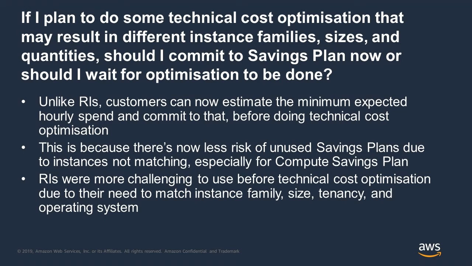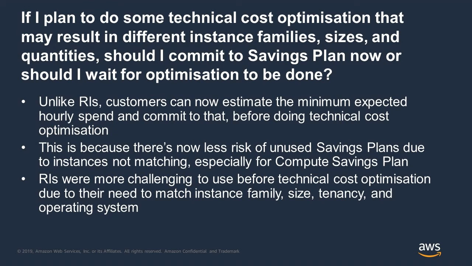So the first question is, if I plan to do some technical cost optimization that may result in different instance families, sizes, and quantities, should I commit to savings plan now or should I wait for the optimization to be done? So unlike RIs, customers can now estimate the minimum expected hourly spend and commit to that before doing technical cost optimization. This is because there's less risk of unused savings plans due to instances not matching, especially for compute savings plan where you're putting just simply dollars against AWS globally.